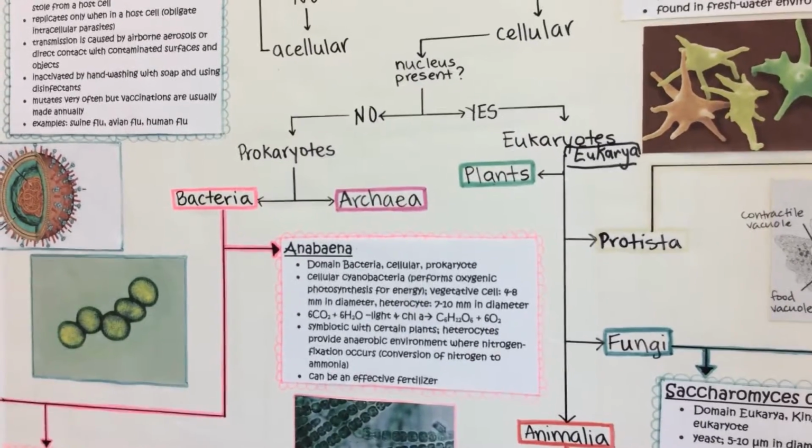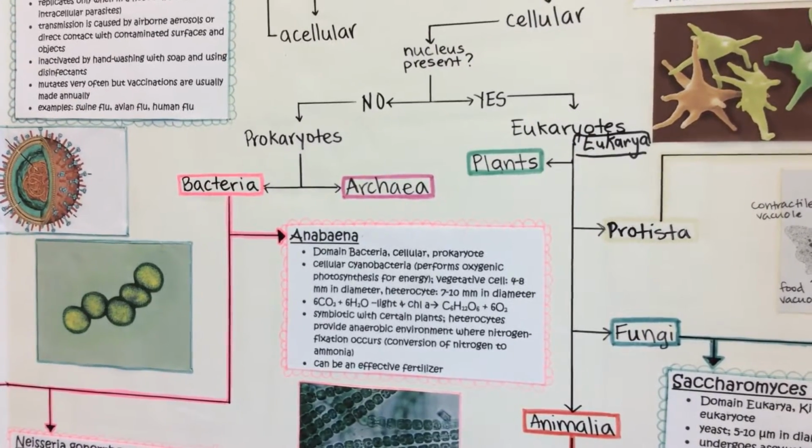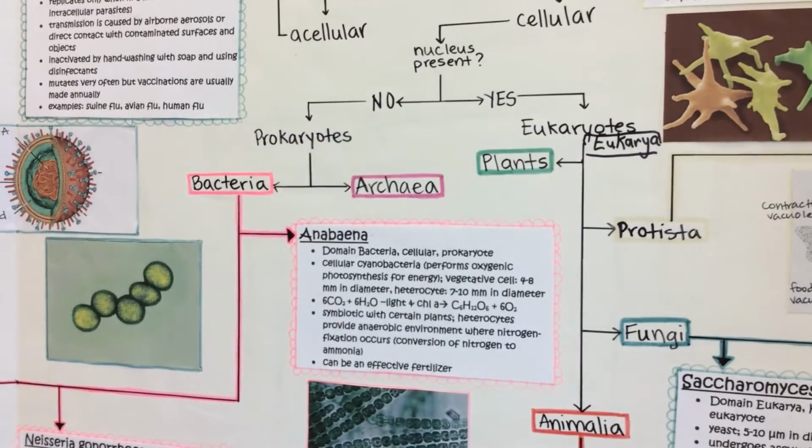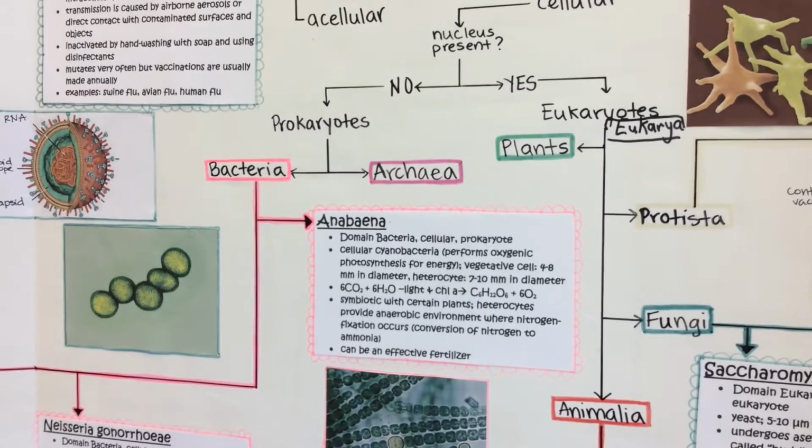Now they do have chromosomal DNA. Most of them have a circular single chromosome made out of DNA, but there's no nuclear membrane, nor do they have other membrane-bound organelles. They lack mitochondria, they lack chloroplasts.